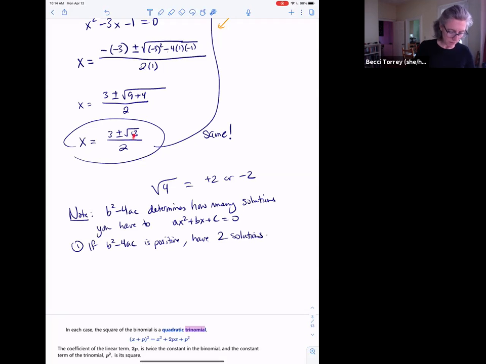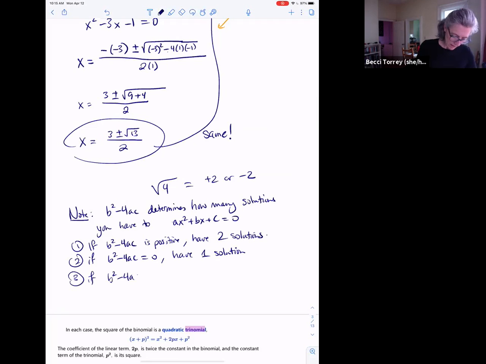So if you get a positive number under the square root, then you have a plus solution and you have the minus solution. So you have 2 answers. If b squared minus 4ac is straight up equal to 0, we have only one solution, because plus 0 and minus 0 is the same thing. And finally, if b squared minus 4ac is negative, we have 0 solutions, since the square root of a negative number is not a real number. It is undefined.